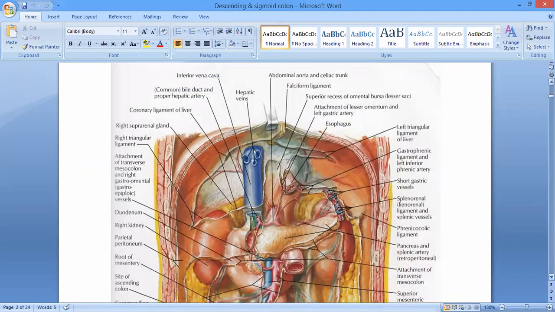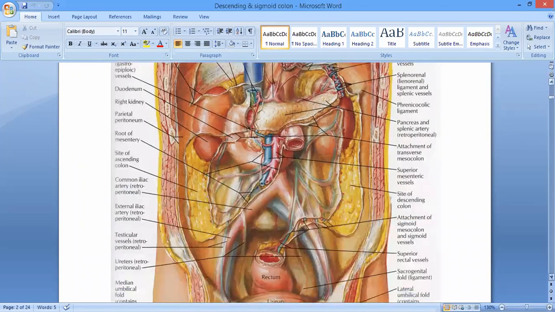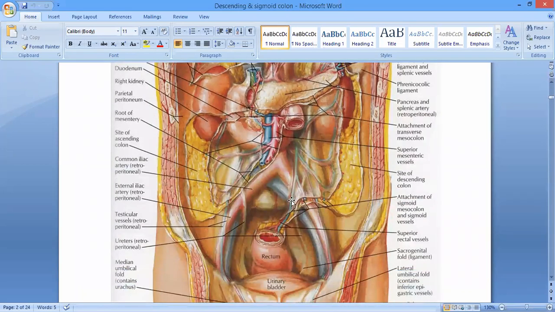I just want to show you the line of attachment of mesocolon. ठीक है जी, sigmoid mesocolon की, this is the inverted V-shaped attachment of the sigmoid mesocolon, right? Okay.